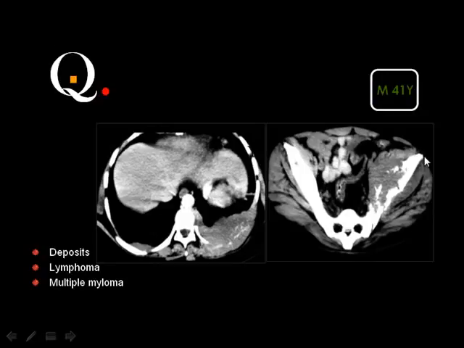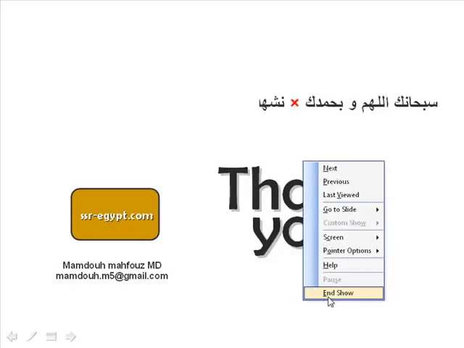Then these are multiple lesions, one in the pelvis, one in the chest wall and another one here. What do you think? Deposits, lymphoma, myeloma. If you take my rule and you consider all the lesions in the pelvis as metastatic deposits, and you consider all these also as metastases, this was the case: metastases. And I thank you very much.